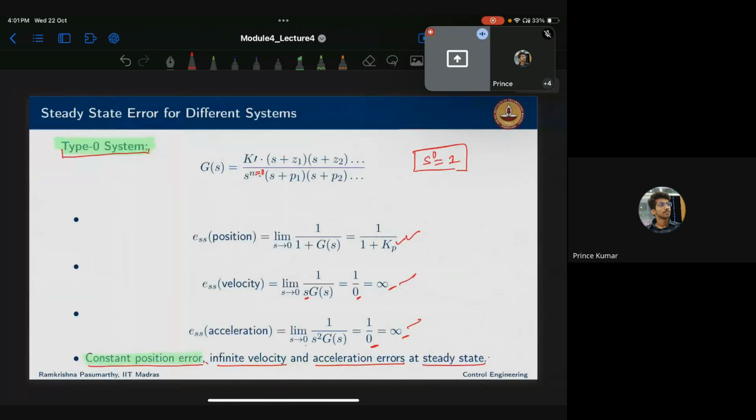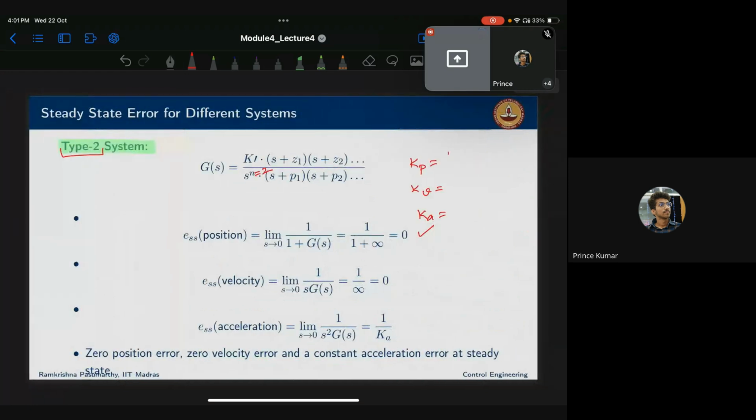Limit S tending to 0, S, G of S. What is Kv? Limit S tending to 0, S, G of S. Limit S tending to 0, S square, G of S. So here G of S looks like what? 1 by S square, N of S by D of S. Am I correct? Yes or no?